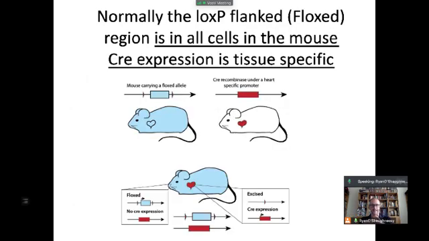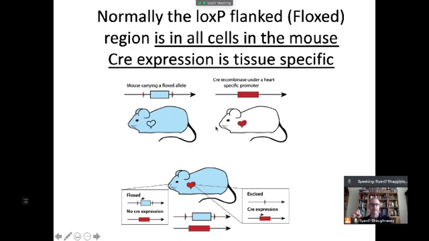So normally that LOX-P flanked region, which we call a floxed region, is in all the cells in the mouse. Now, typically, the expression of Cre, which is what cuts DNA at that LOX-P site, is tissue specific. So on the right we have a mouse carrying a floxed allele. Here's our allele, here are our LOX-P sites, and it's expressed in every cell of the mouse.